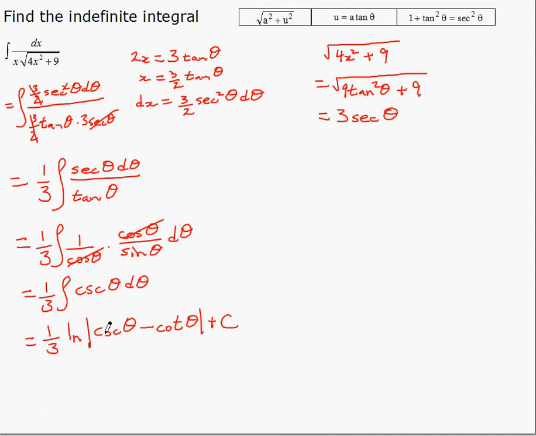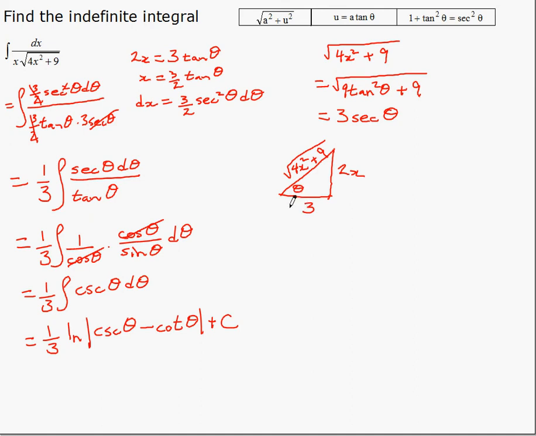Now we need each of these parts. We have tan, so we're going to draw a reference triangle here. Tan is 2x over 3, so opposite over adjacent, meaning using Pythagoras we get the hypotenuse as the square root of 4x squared plus 9, which is what we expect because that's what was in our question. This all ties together.